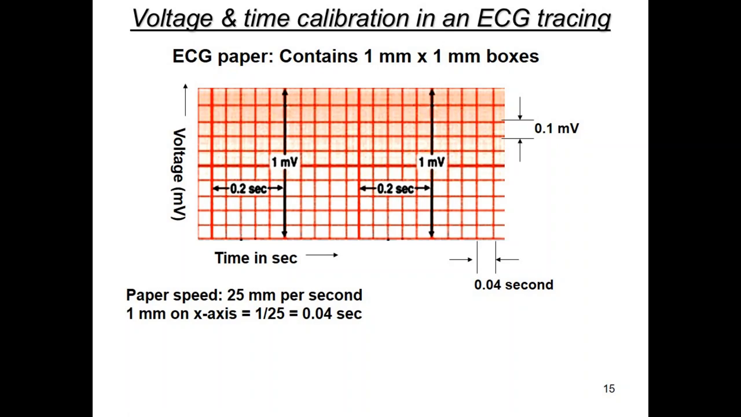10 small boxes is 1 millivolt, so a small box is 0.1 millivolt. A small box is 0.04 seconds, a larger box is 0.2 seconds. This is the calculation. Paper speed is 25 millimeter per second. I repeat, 1 millimeter along the x-axis is 1 by 25, this is 0.04 seconds.